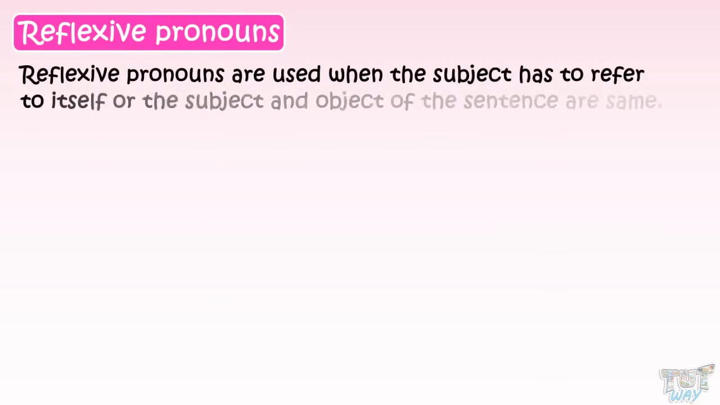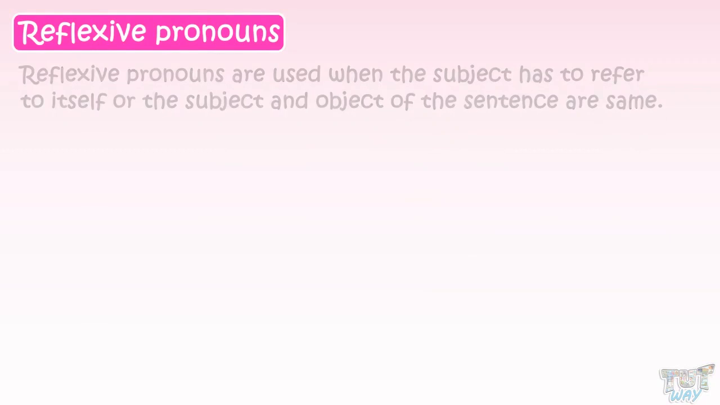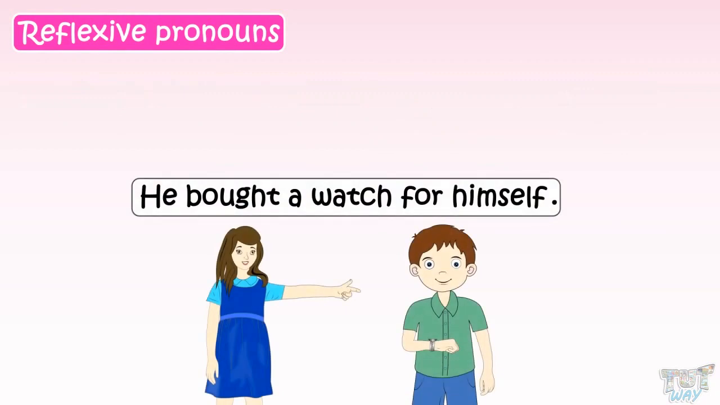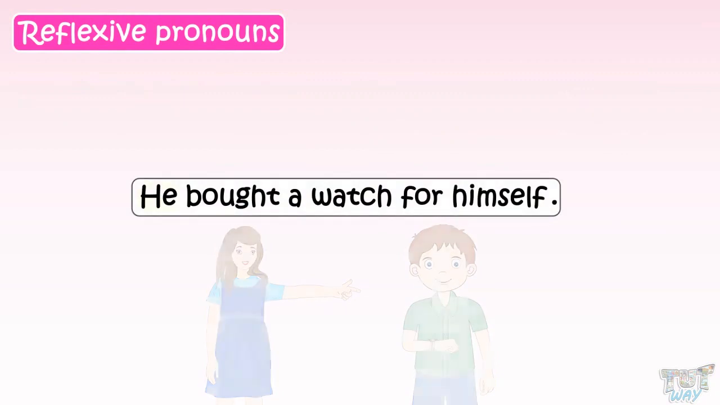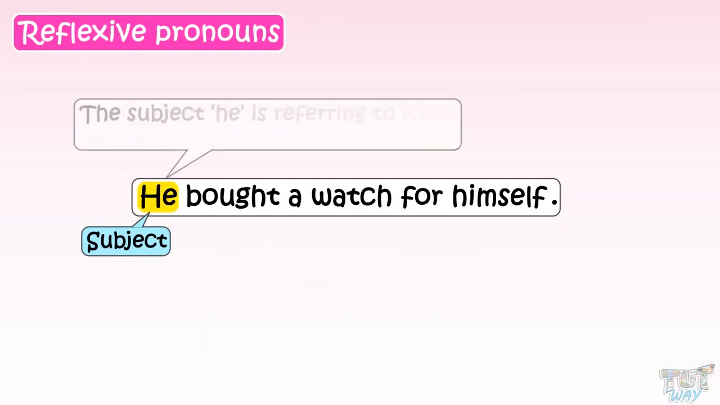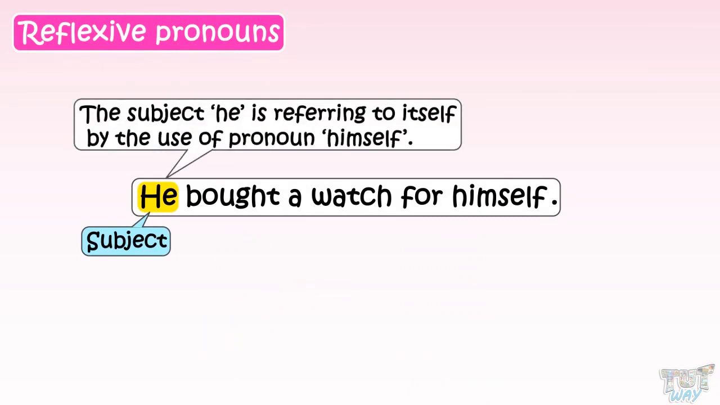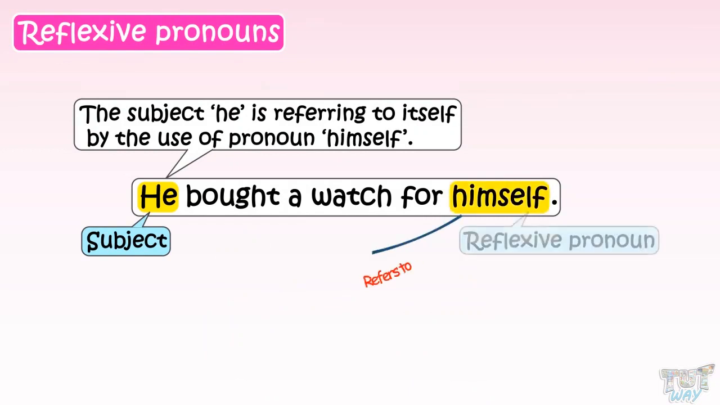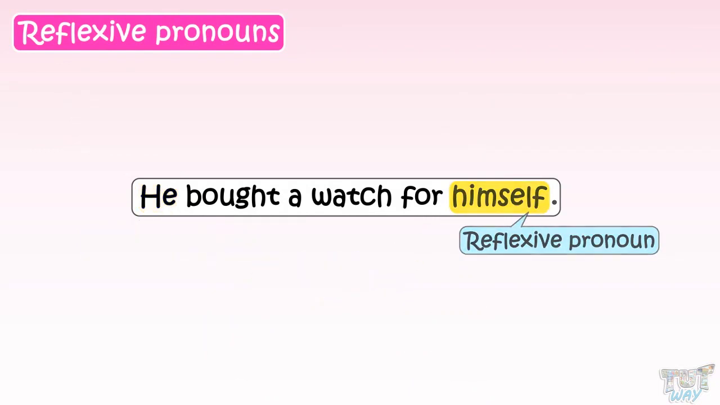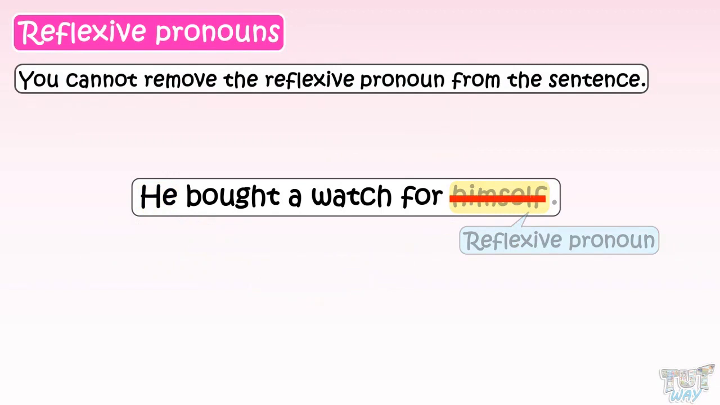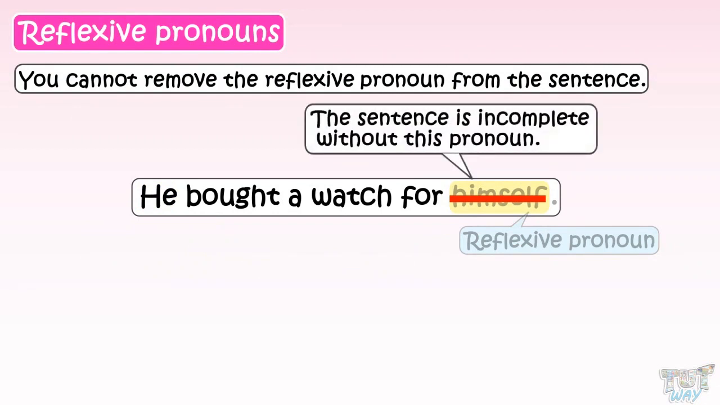Reflexive pronouns are used when the subject refers to itself, or the subject and the object of the sentence are the same. He bought a watch for himself. Here, the subject is he, and the subject he is referring to itself by the use of pronoun himself. Also, you cannot remove the reflexive pronoun from the sentence. He bought a watch for. The sentence is incomplete without the pronoun, so this pronoun is a reflexive pronoun.